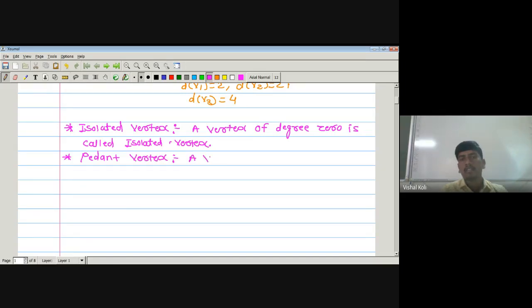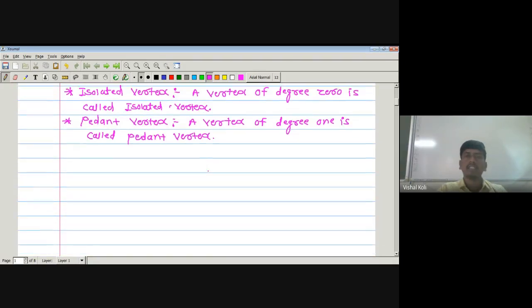A vertex of degree 1 is called a pendant vertex. Okay, so a vertex whose degree is 0 is called an isolated vertex, and a vertex of degree 1 is called a pendant vertex. Let us see its example.